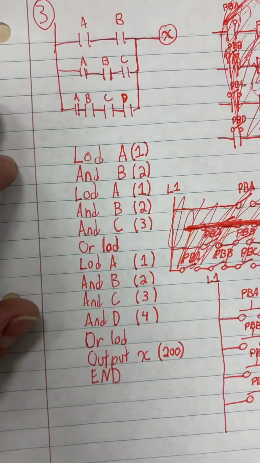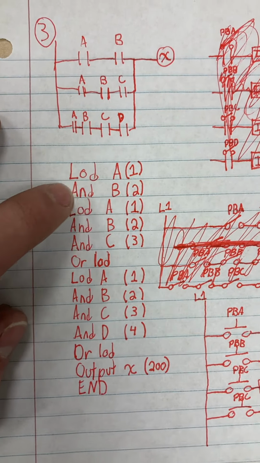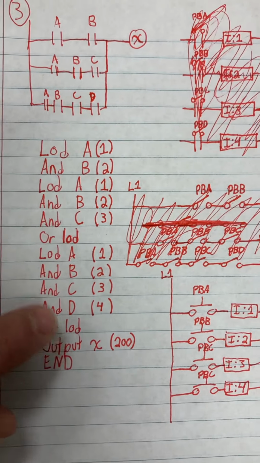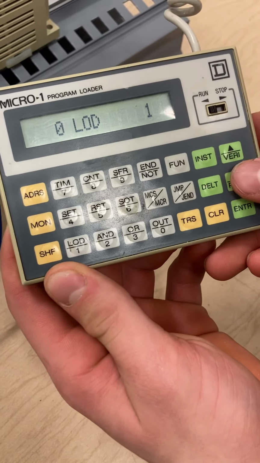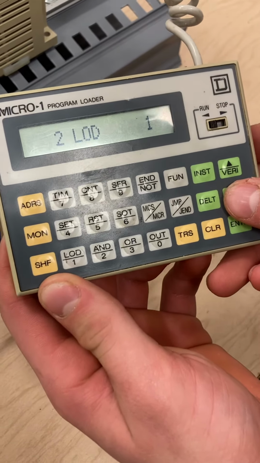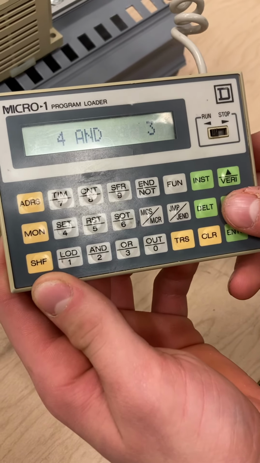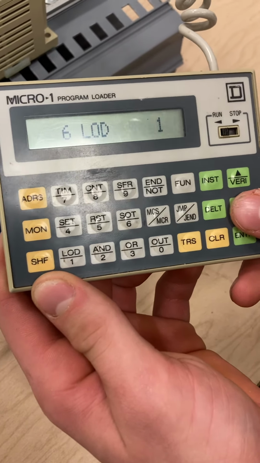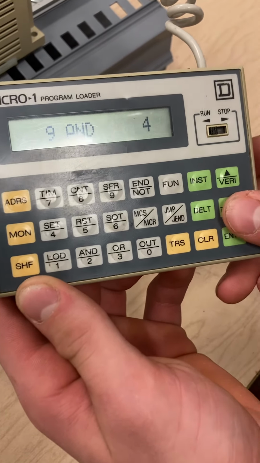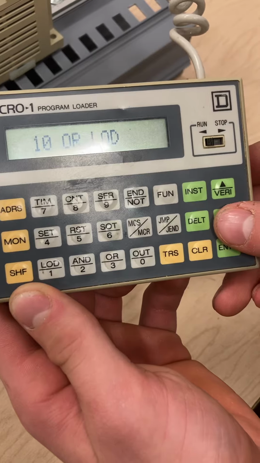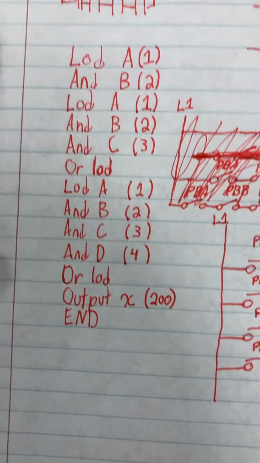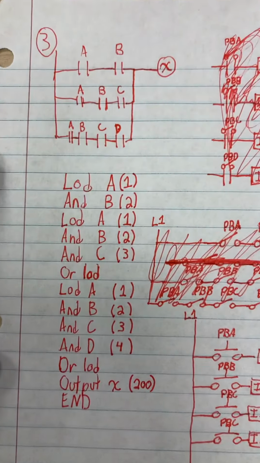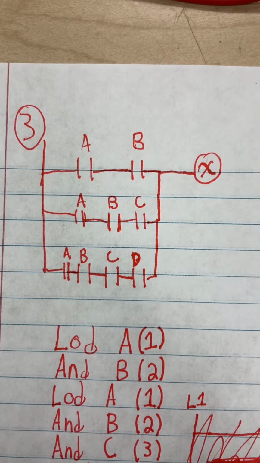Then we were asked to write a statement list. So I corresponded the A with 1, B with 2, C with 3, and D with 4. I'll show you over here. We were able to program it into our PLC module. Load 1 and 2, load 1 and 2 and 3, or load 1, load 2, load 3, load 4, or load, output 200, and then end. It's pretty much output X and loading A through D on the number scale. And you can kind of see a schematic of it drawn out there.